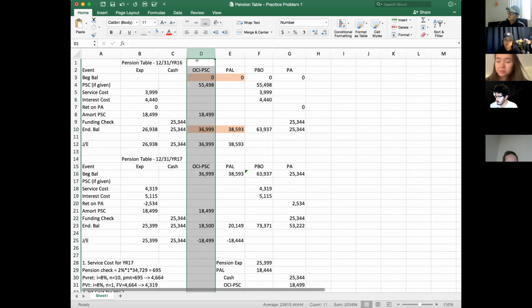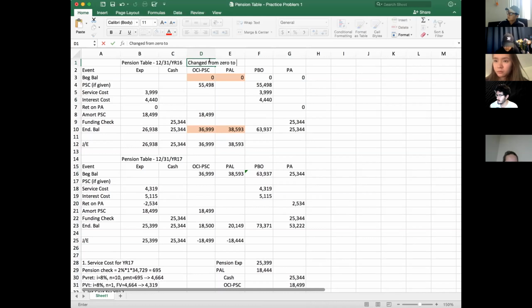So this was changed from 0 to debit 36,999. And then for year 17, it was changed from debit 36,999 to a debit 18,499.